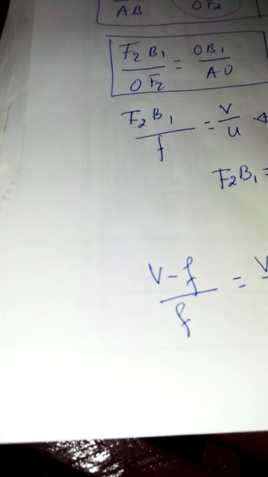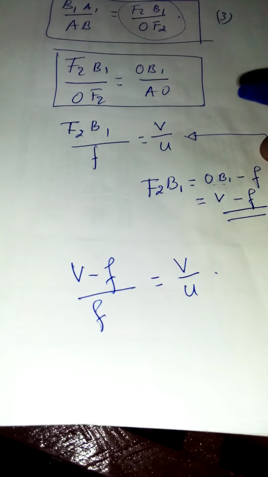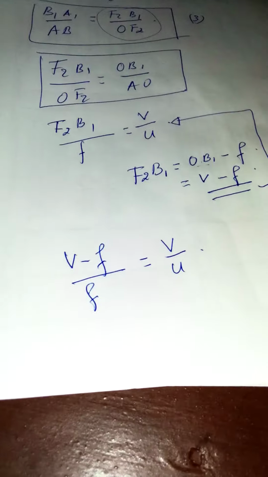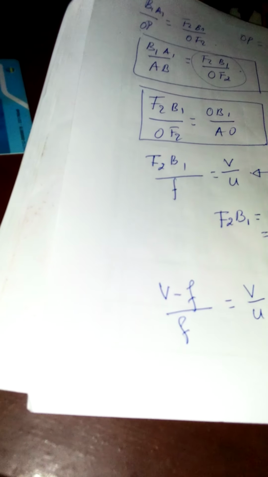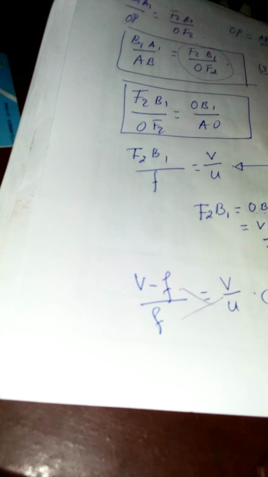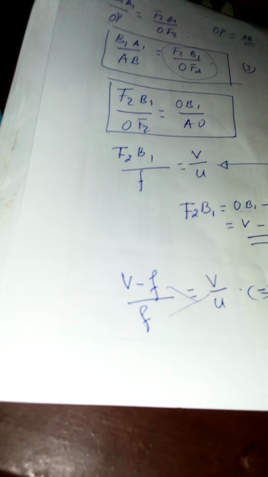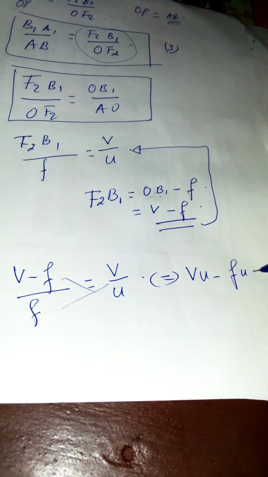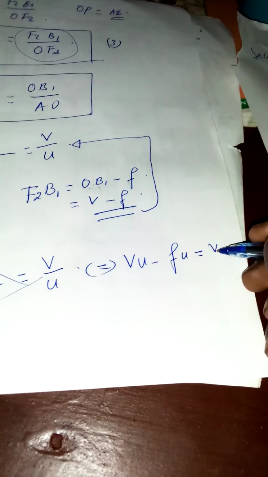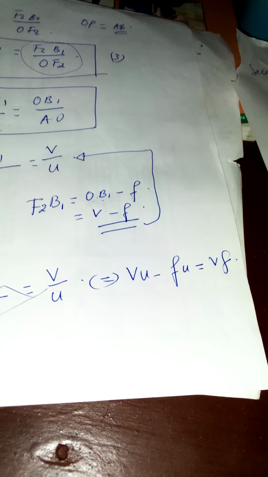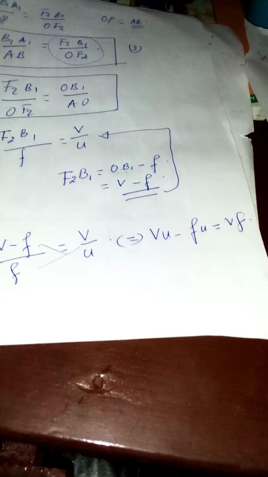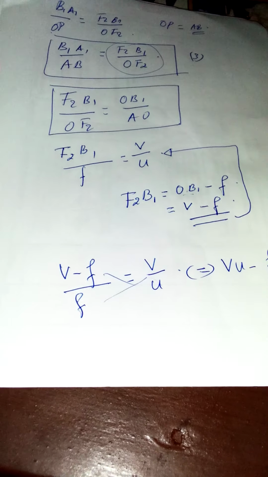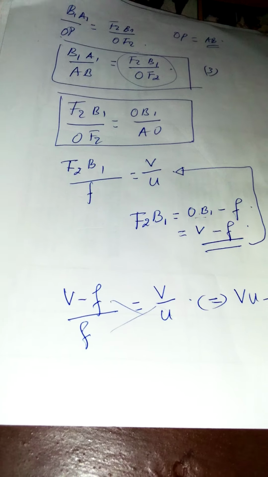Yes. So by cross multiplication, I found that this equation becomes VU minus FU, which is equal to VF, right? If it is right, let us continue.